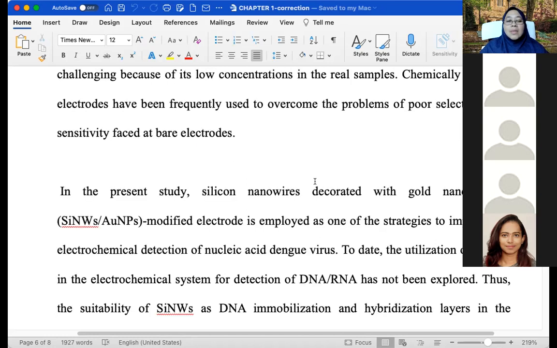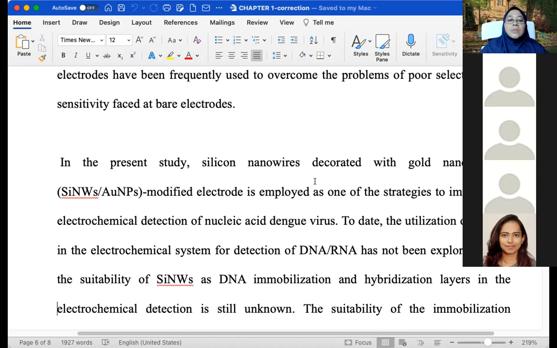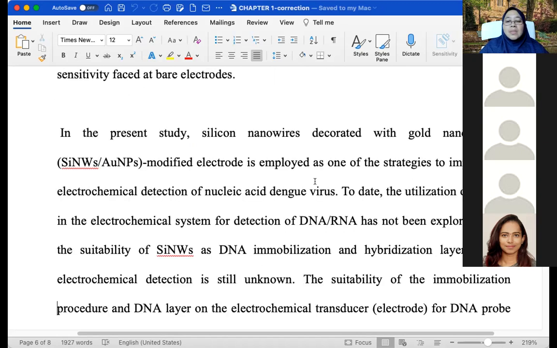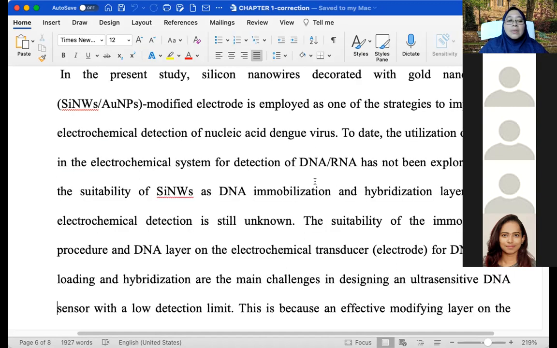He used silicon nanowires decorated with gold nanoparticles, modified electrode to increase sensitivity. He also talked about the utilization of silicon, why he used silicon nanowires, because of the surface area and biocompatibility.